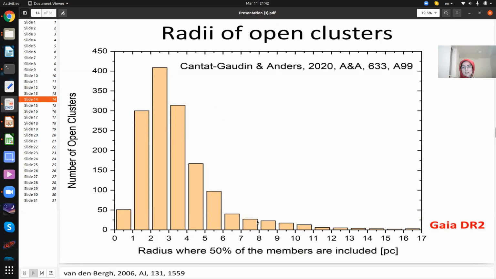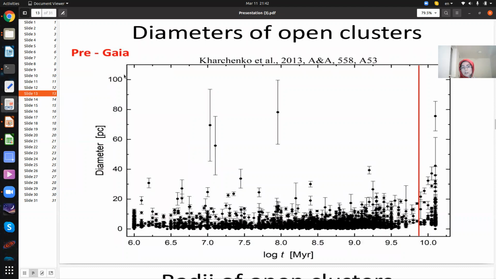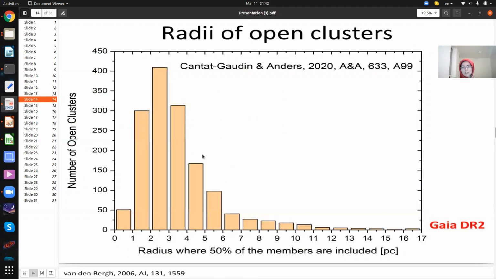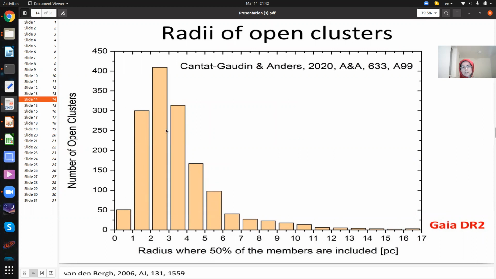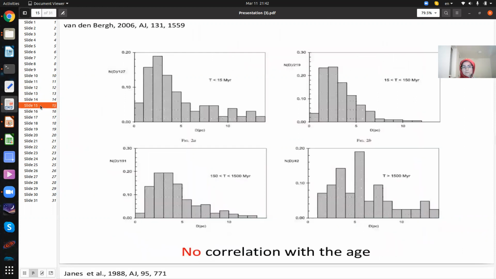And this is the other thing. It is pre-Gaia, before Gaia, and after Gaia. Gaia Data Release 2 proves what pre-Gaia showed, that most of the clusters are less than 10 parsec. It is in radius; you can double it to get the diameter. It is for most of the clusters. As you see, it proves that yes, most of the clusters are less than 10 parsec in diameter.